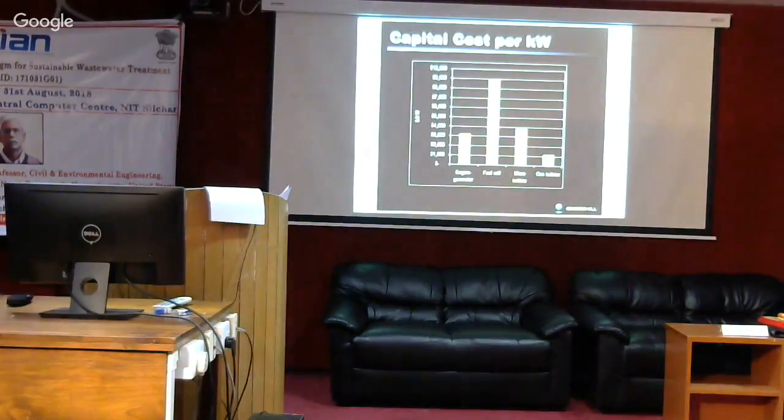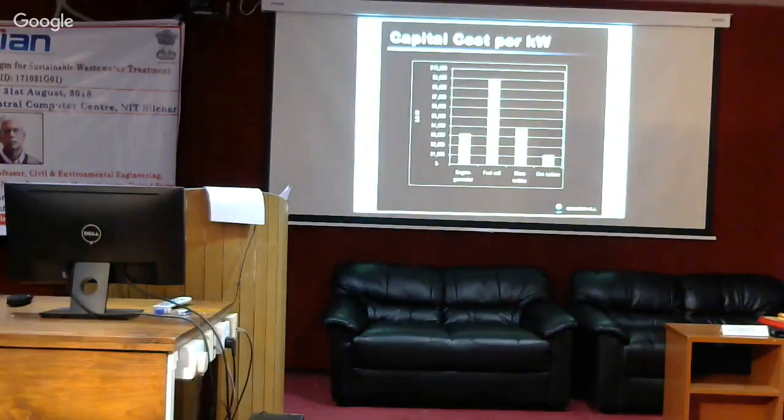15 cents, and $1 is 70 rupees. So 70 rupees means how much is 15? Does anybody have a calculator? If $1 is 70 rupees, how much is $0.15?